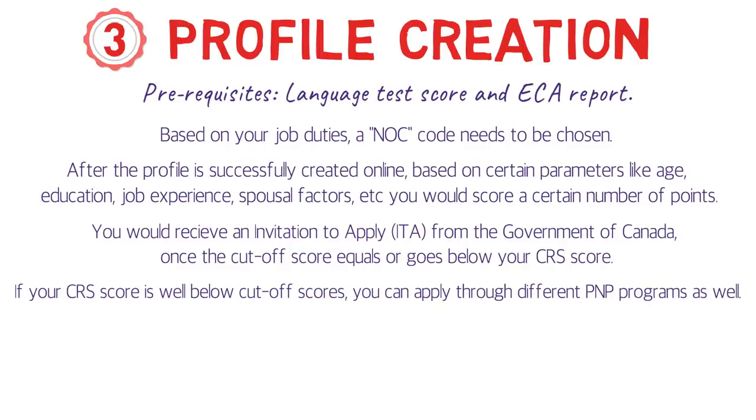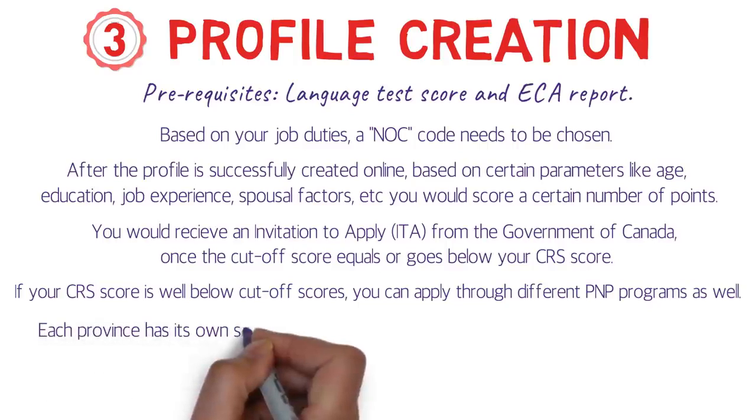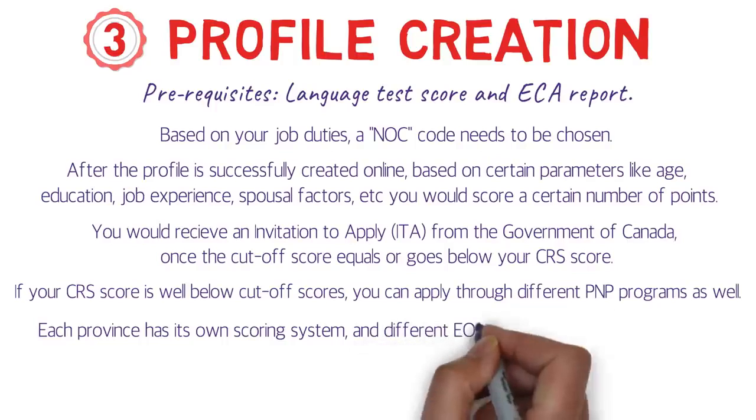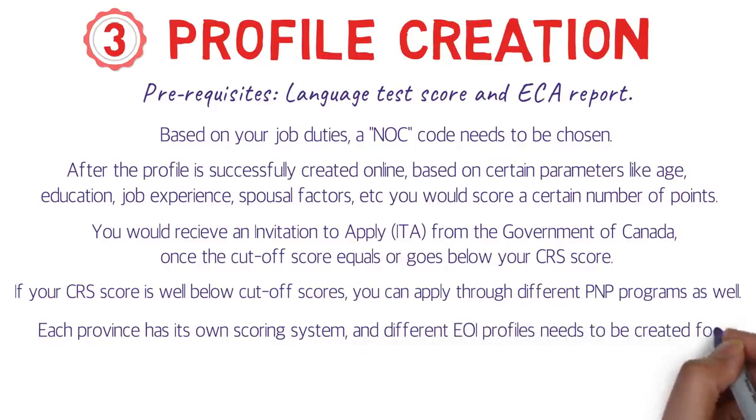If your CRS score is well below cutoff scores, you can apply through different PNP programs as well. So you need not get disheartened if your CRS score is pretty low. If your CRS score is in the 350s, 380s, or maybe early 400s, and you don't see any chance of getting an ITA very soon, in that case you can apply through different PNP programs. Each province has its own scoring system and different EOI profiles need to be created for each province.